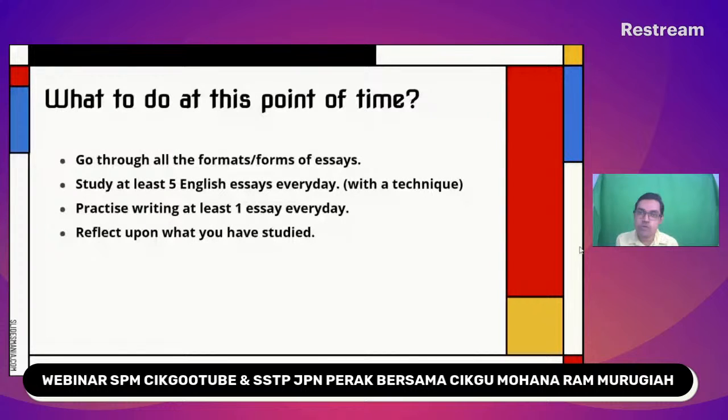Try to avoid newspapers. This is not the time for you to do that. Newspapers and magazines are not for you right now, because right now you need to prepare for your SPM.